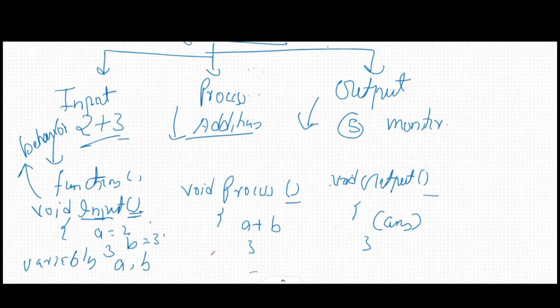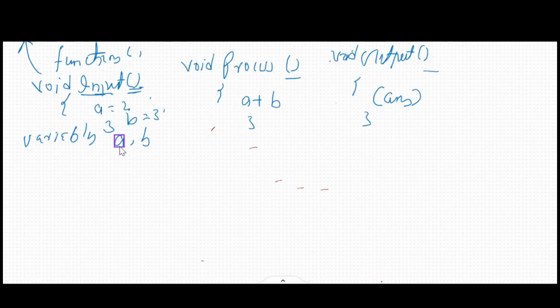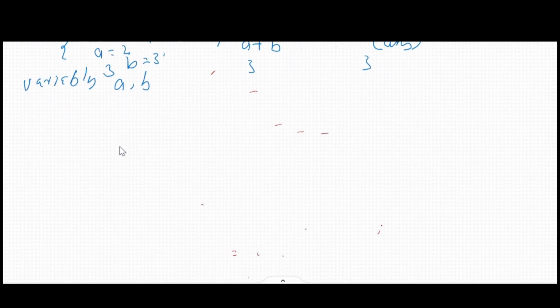Okay, let's first discuss the variable a little in detail. Variables, as we told you, are the characteristics. So in this program, I need to take two variables. Now, what is a variable actually? Variable is a memory location.